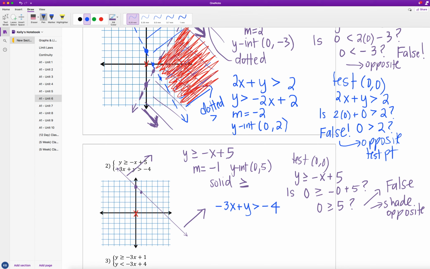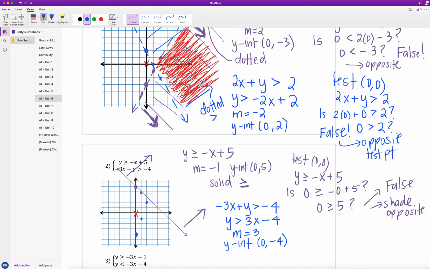So to graph this linear inequality, I have to first change it into slope-intercept form. So I'll add the 3x to the other side and get y is bigger than 3x minus 4. I can see then that my slope is going to be 3 and my y-intercept will be 0, negative 4. I can go ahead and plot that. I'll be at 0, negative 4. Then from here we'll go up 3 and to the right 1, up 3 and to the right 1.